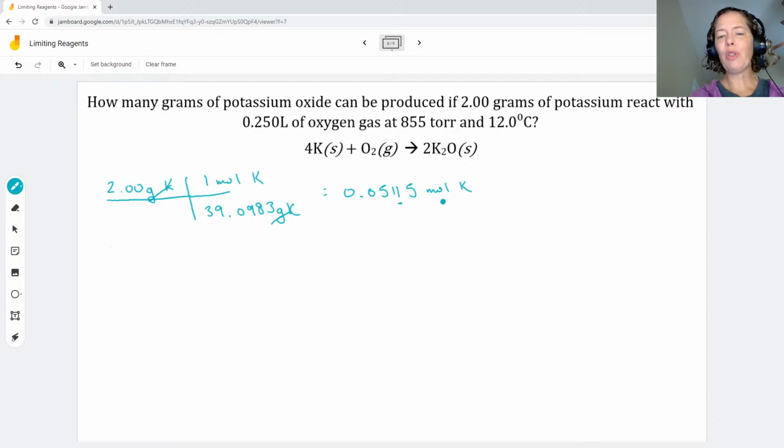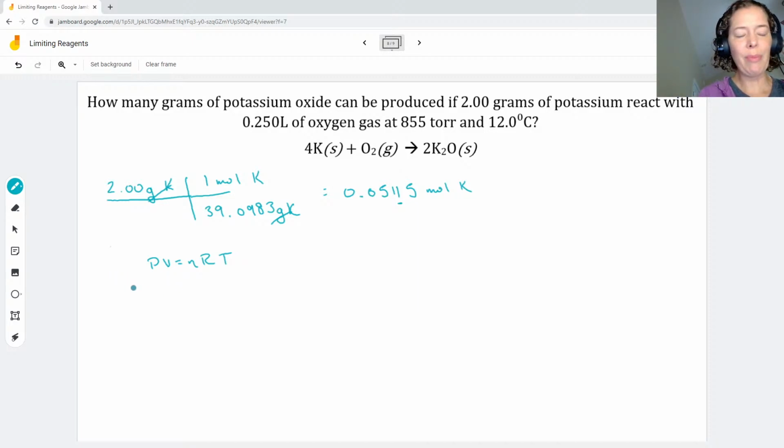So that's moles of potassium. That's our easy one. But now we need moles of oxygen. Okay, we are not given grams. We are given a volume. So can we use a density or a concentration? No, we don't have a density or a concentration. We have a volume, a pressure, and a temperature. So what do we need to use? Ideal gas law. Okay, ideal gas law. PV equals nRT. So let's just plug in what we know, and we might need to adjust as we go.